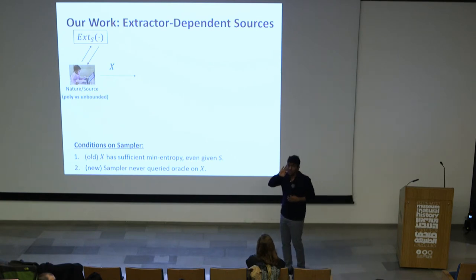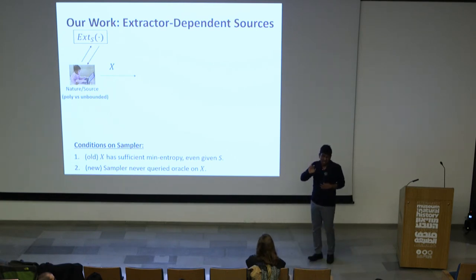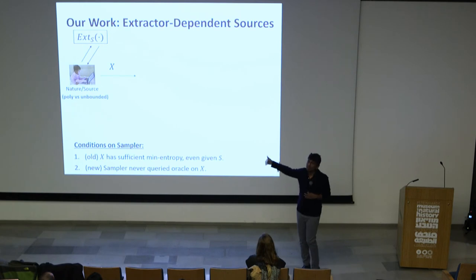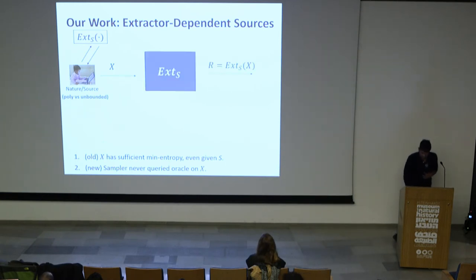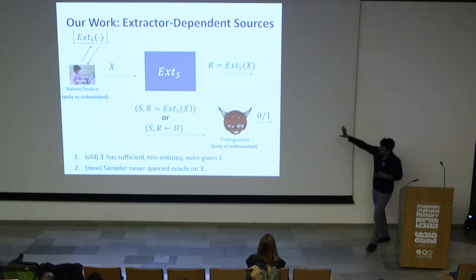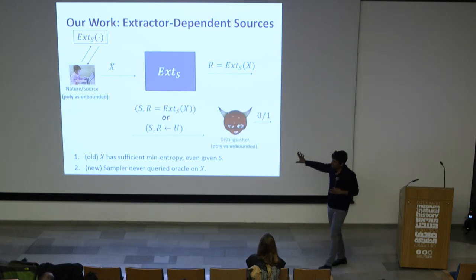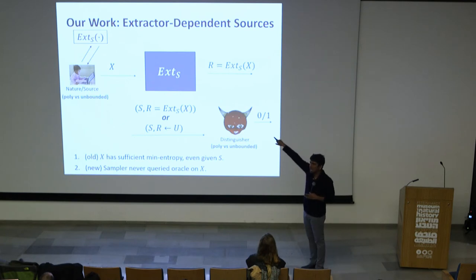So this is a stronger definition, right? I could have required that X has entropy conditioned on the view of the sampler, but I don't necessarily want that. This is a stronger definition. Okay, so it's the same game as before. Everything here is exactly the same as for strong seeded extractors, except that the source has oracle access to the seed.